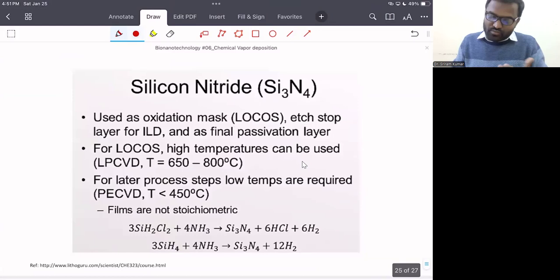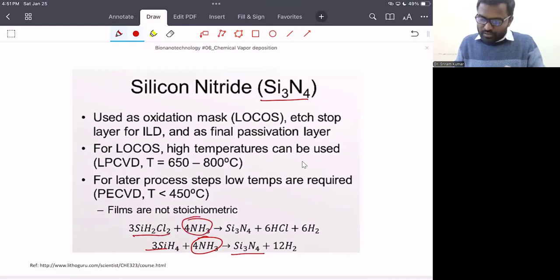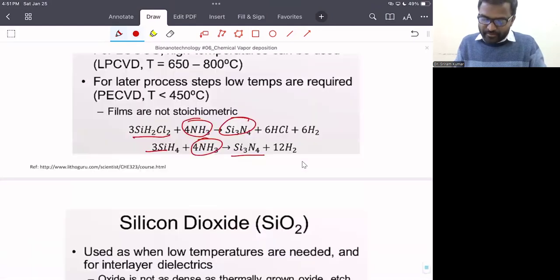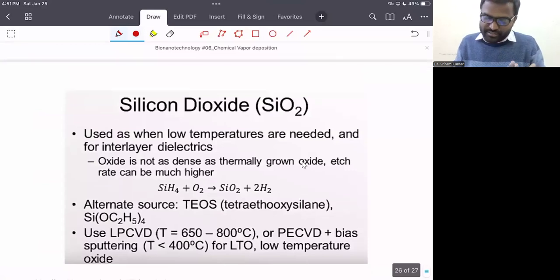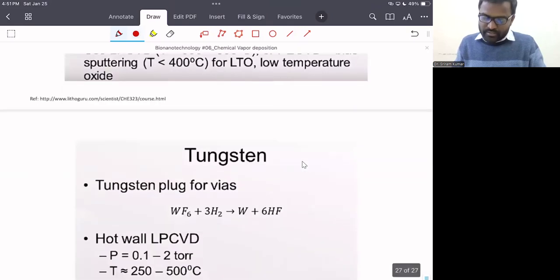We can also deposit silicon nitride, and for that one we can use silane. If you use the ammonia in the carrier gas, we will have the silicon nitride. And maybe we can use this precursor as well, and put the excess amount of ammonia in the carrier gas, and we get silicon nitride here. We can also deposit silicon dioxide: if you have the silane, and if you put some oxygen in the carrier gas, then we will have the silicon dioxide. So it depends on which kind of material you want to deposit.